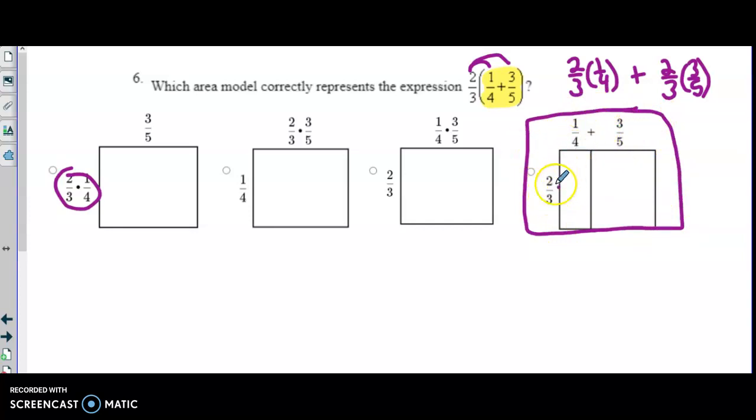If you filled in each square, this first square would be 2/3 times 1/4, and then this square would be 2/3 times 3/5. So this is the correct area model because you have to multiply it by each of those.